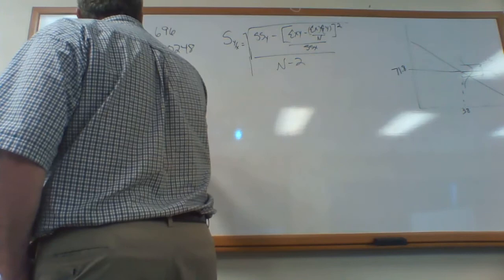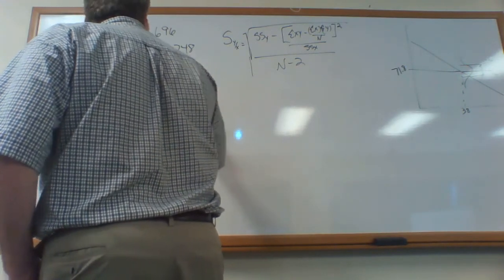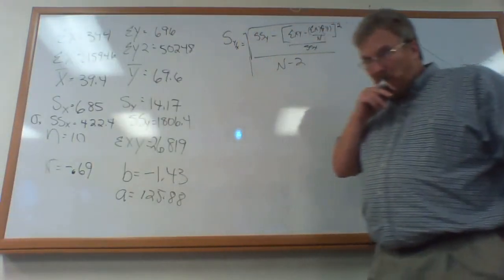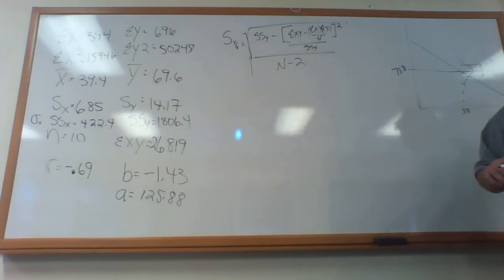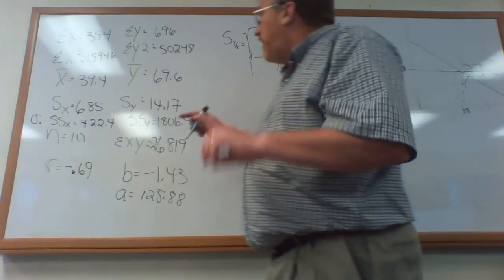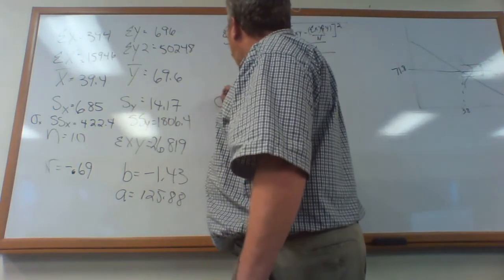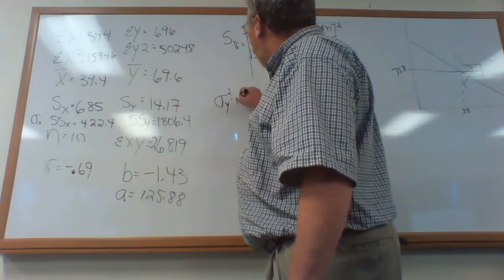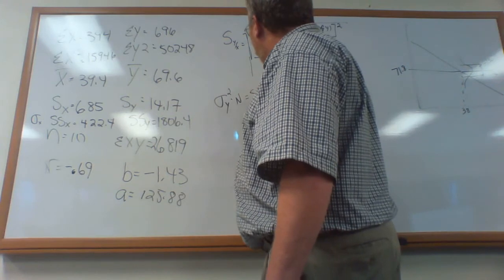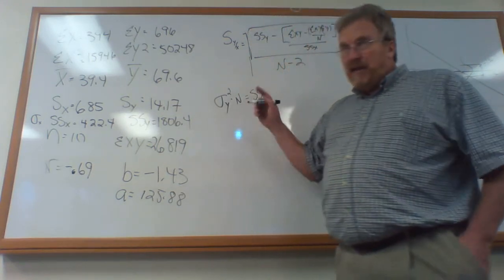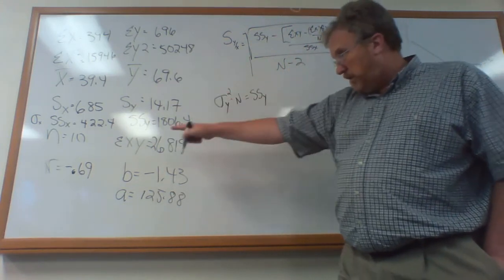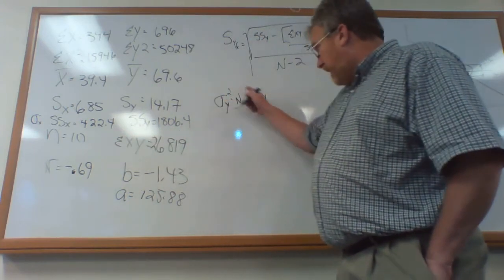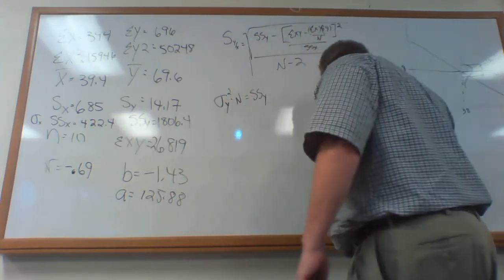Where's the times 10 coming from? If I'm doing it my shortcut way, I look up sigma y, I have to square it and multiply it by n to get the sum of squares. Oh, yeah, that's right. And n in this problem was 10. Okay, that's what I thought. Alright, and so I just took that and did it.